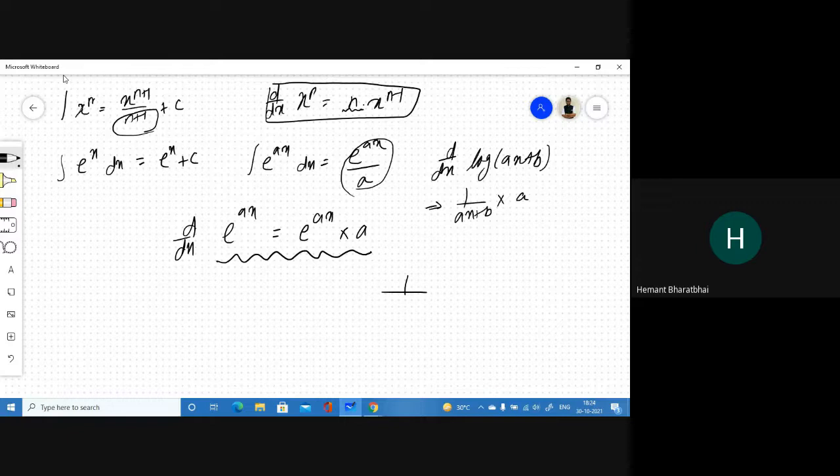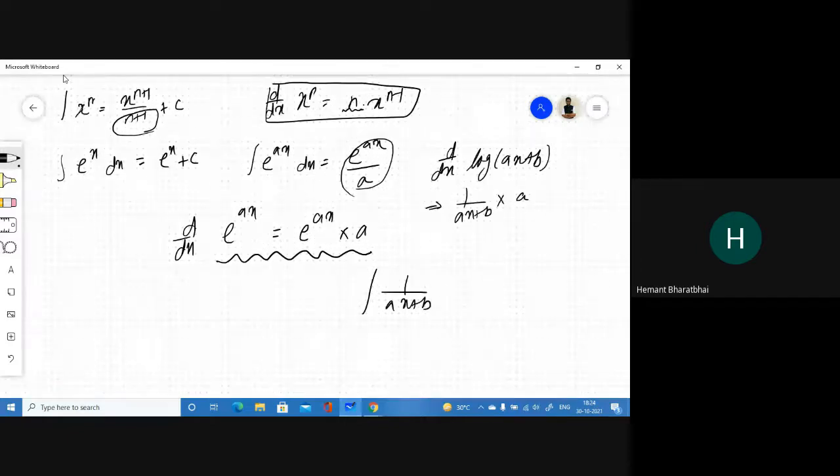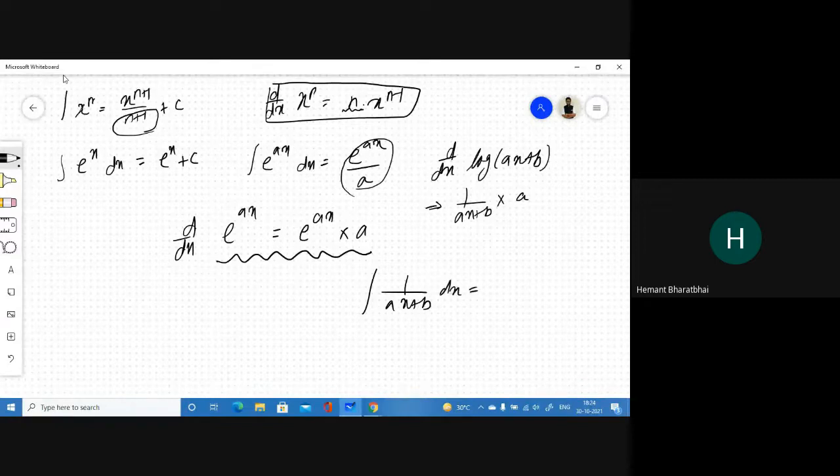Now if I do something like this, integration of 1 upon ax plus b dx, that is going to give me log x, since integration of 1 by x is log x. Instead of x I have ax plus b, so I write log of ax plus b, and then the coefficient with x is a, so I divide it by a. So what happened over here? Here the coefficient is getting multiplied, here the coefficient is getting divided.